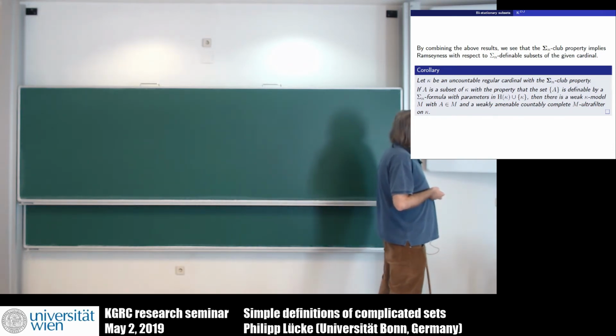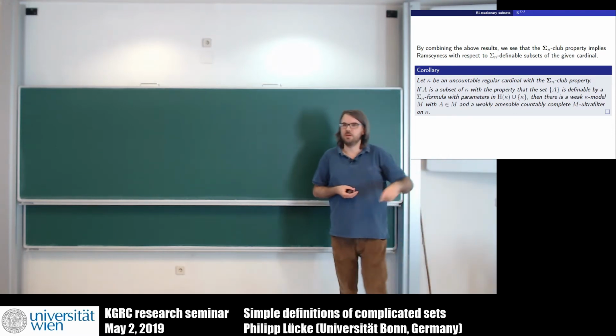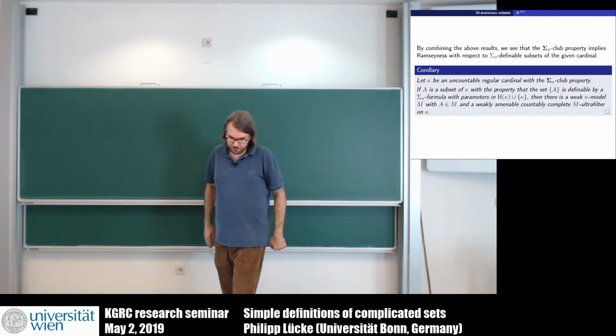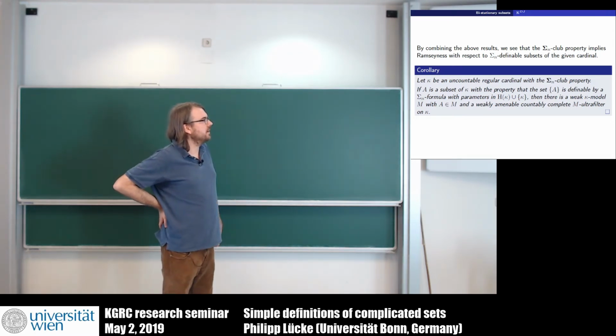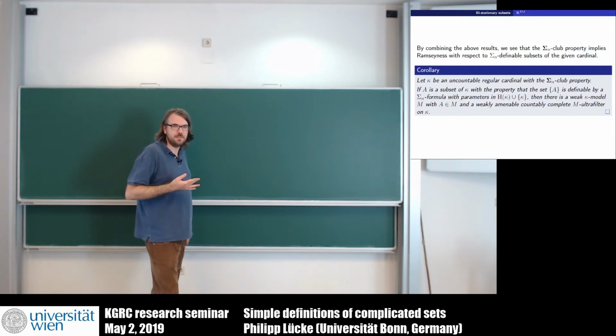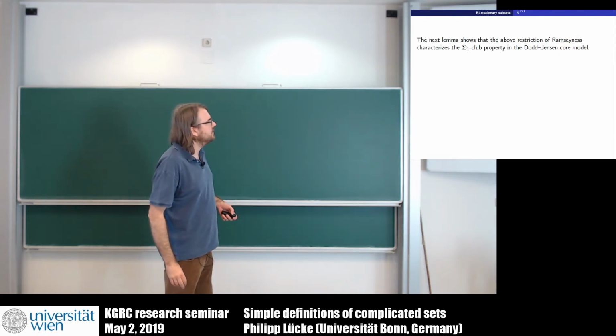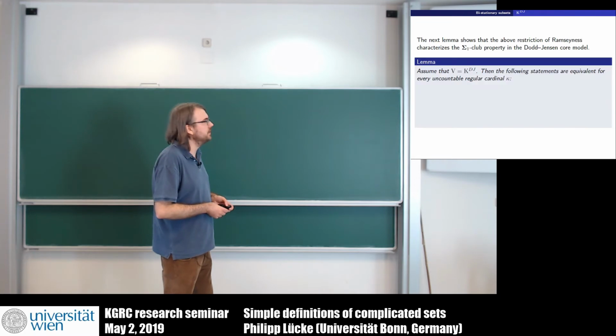A cardinal is a Ramsey cardinal if and only if you have such models for all subsets of κ. So the Σn club property tells us that the cardinal is Ramsey with respect to Σn definable singletons. And what's interesting is that in the Dodge-Jensen core model, this restricted Ramseyness actually characterizes the Σ1 club property.